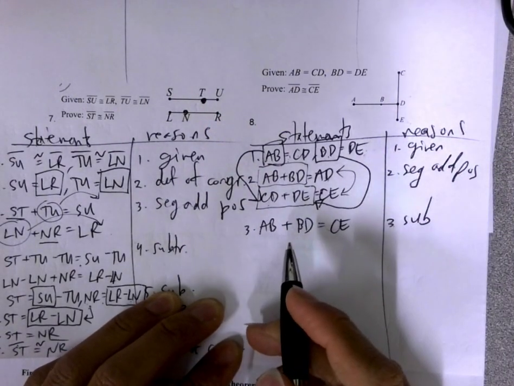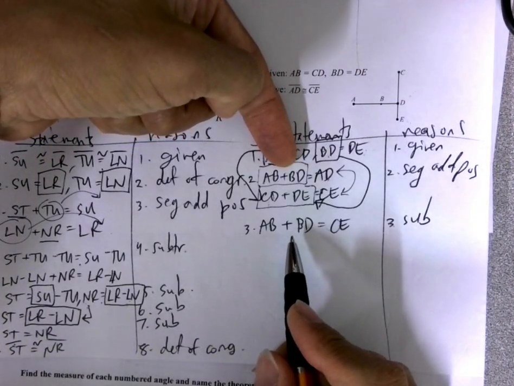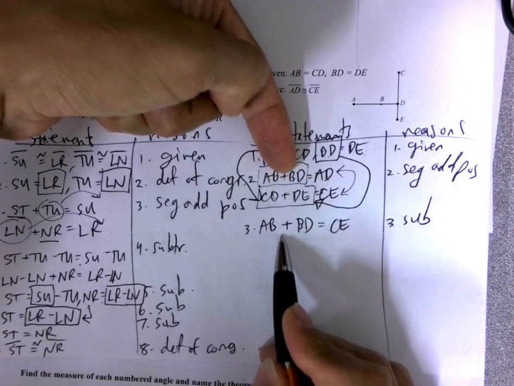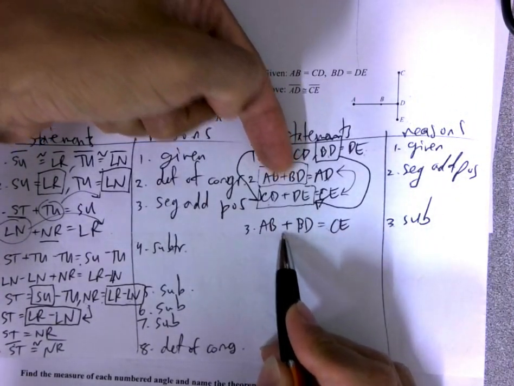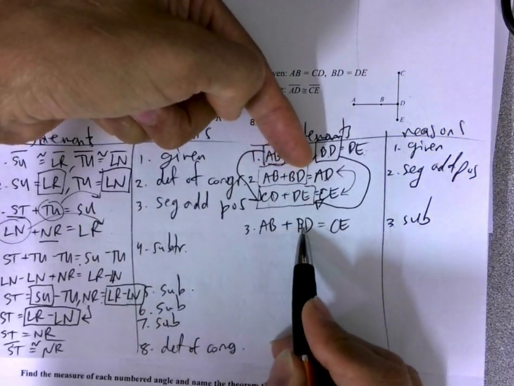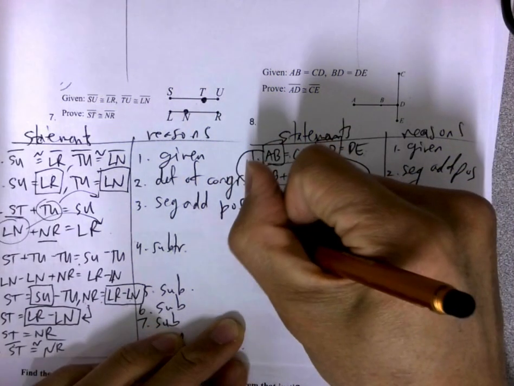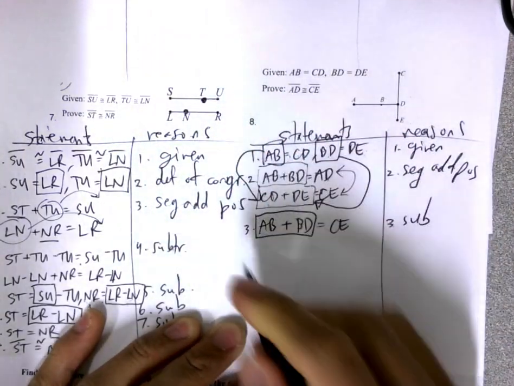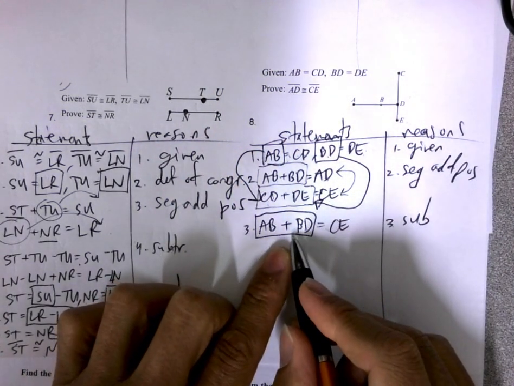So now what do we have? We have AD is equal to the exact same expression that CE is equal to. You see that? Now we got them to be the same, namely AB plus BD. Okay, so how do we do this now? Now we're going to go ahead and substitute, right?